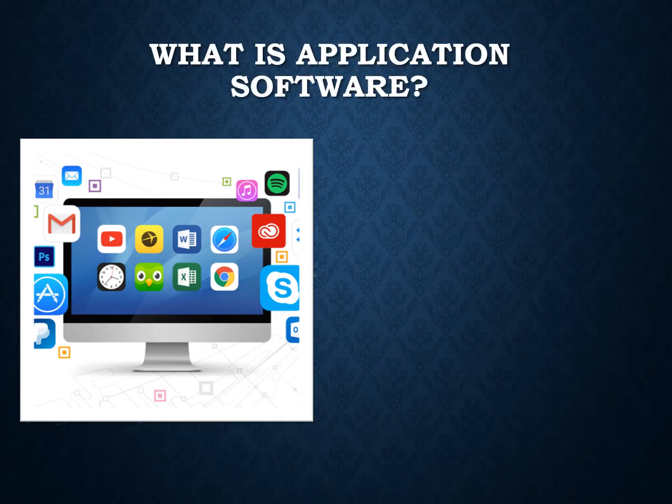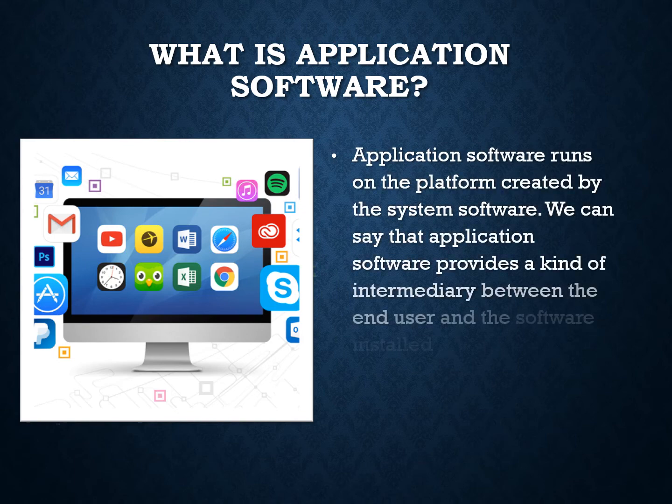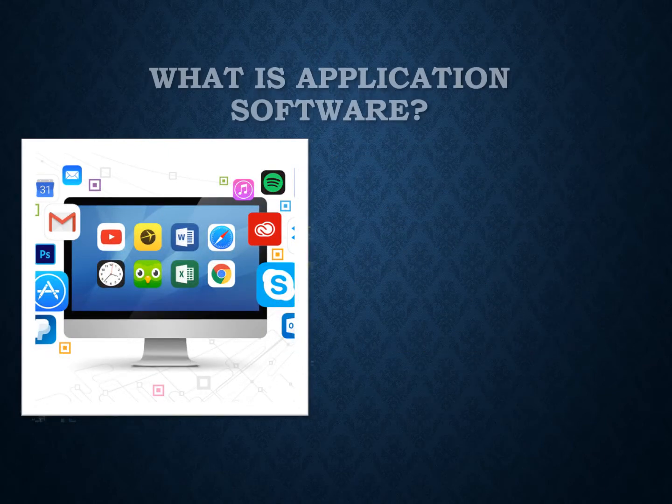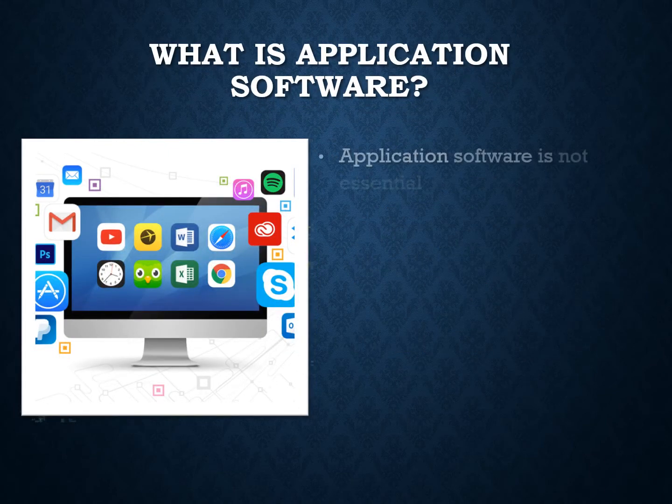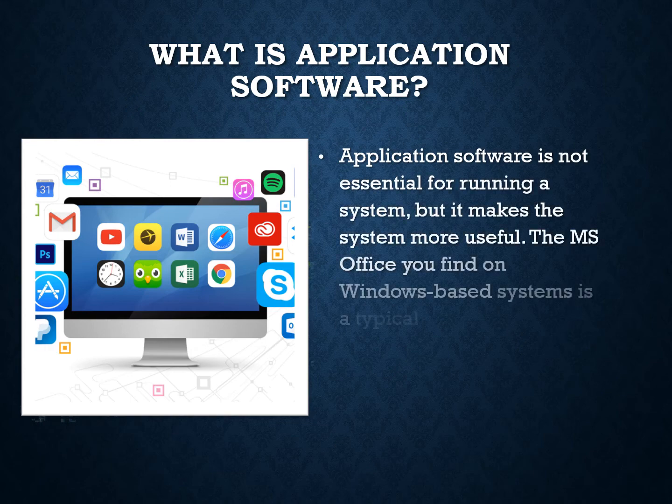But what is application software? The application software runs on the platform created by the system software. We can say that application software provides a kind of intermediary between the end user and the software installed on a computer. Further, the application software is not essential for running a system, but it makes the system more useful.